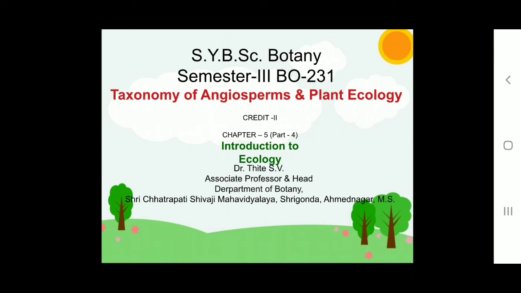Morning, everybody. Today we are going to start chapter number 5, part 4, that is methods of vegetative sampling: quadrat method, transect method, and plotless method.